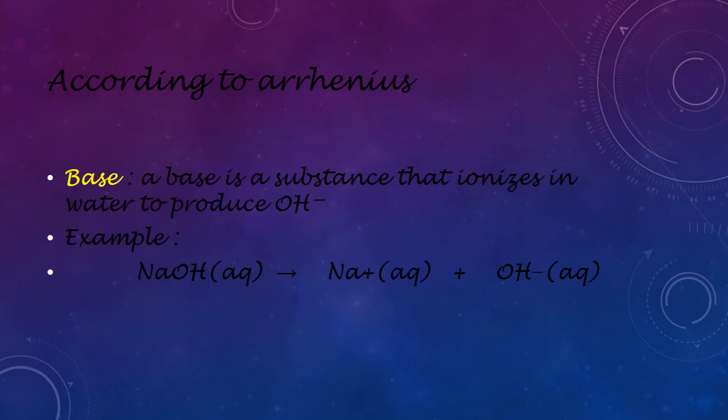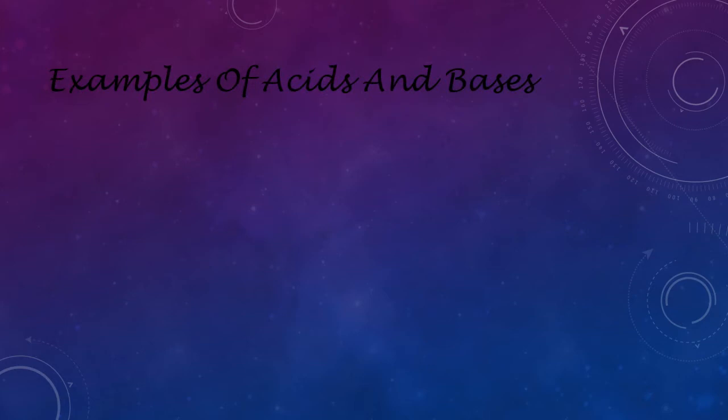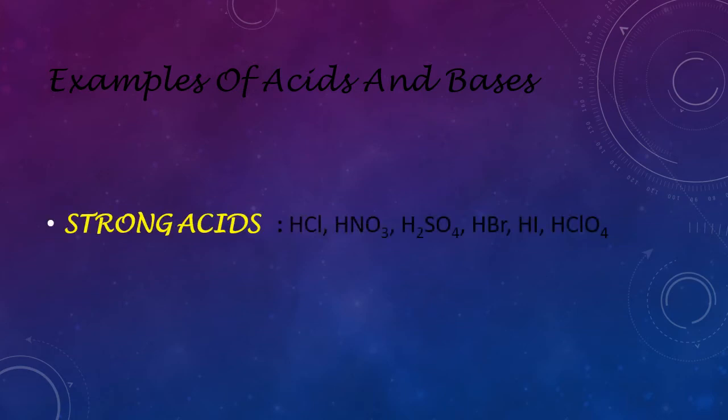When we dissolve acids and bases in water, what will happen? Acids will give hydrogen ion and the base will give OH ion. Here are some examples of acids and bases, or you can also say Arrhenius acids and bases. Now look at the first. All of these compounds are having hydrogen ion. Hydrogen chloride first, and the third example is H2SO4.